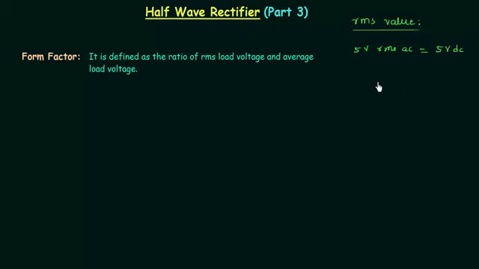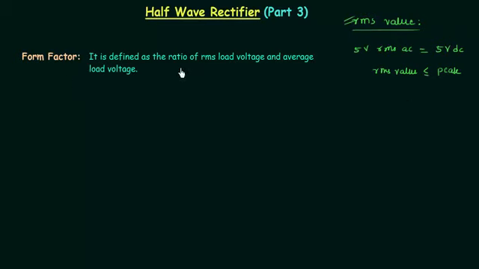The RMS value is always smaller than or equal to the peak value. I hope you now have the clear understanding of what is RMS value. Now we will move to the form factor.